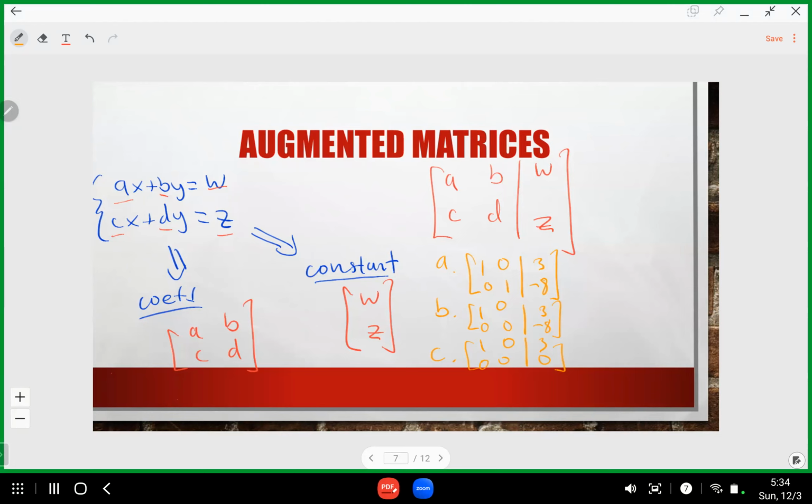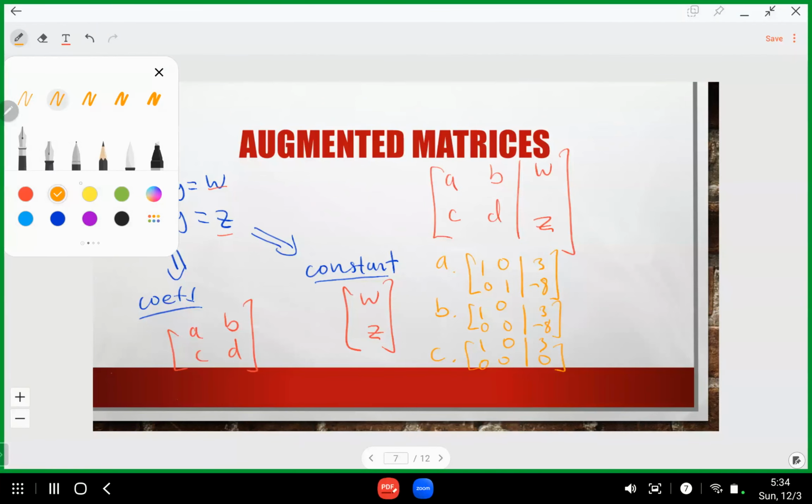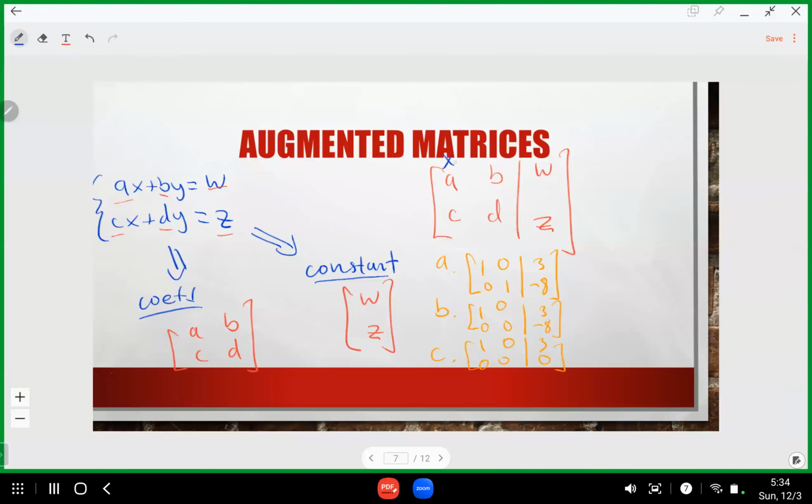All right, so let's interpret what this means. So as you can see, once we have this augmented matrix, we have an x column and a y column. This is the x column, this is the y column, this is the constant column, right? That means when you have 1x and 0y, it's meaning that that's a solution for x. So we can see that x is equal to 3 and y is equal to -8. That means there's one solution.